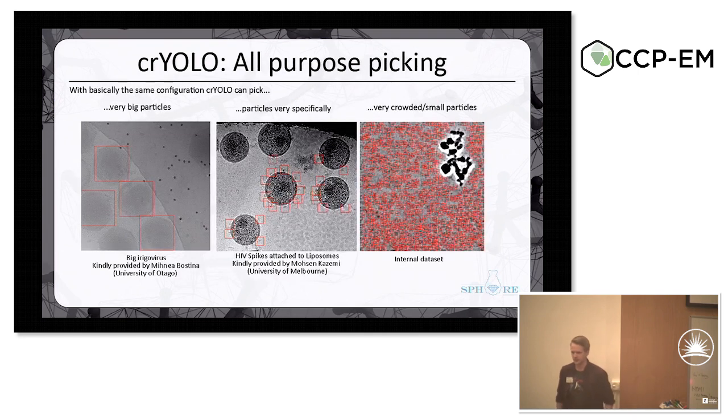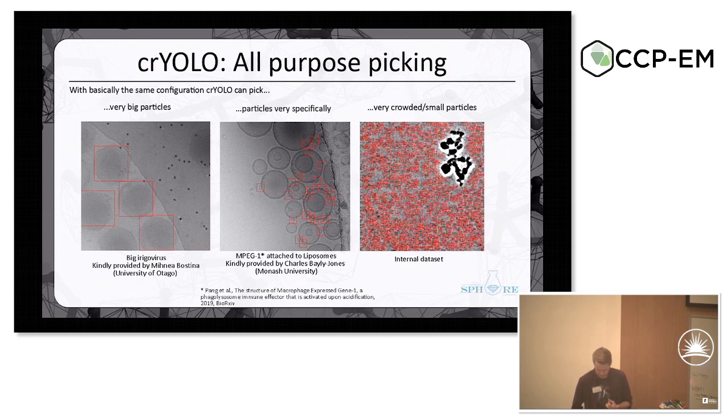Here are a couple of examples where we applied crYOLO with basically the same configuration, of course different training data, but the same configuration. You are able to pick very big particles like viruses, or small particles, very crowded particles, or you can also pick particles very specifically. And here are shown HIV spikes attached to liposomes, and another example is MPGs attached to liposomes.